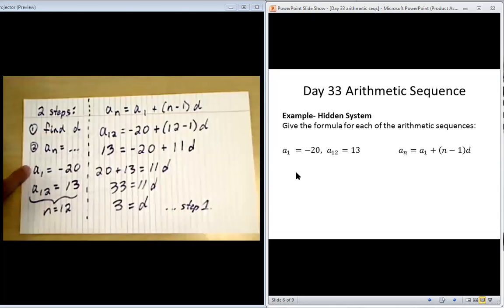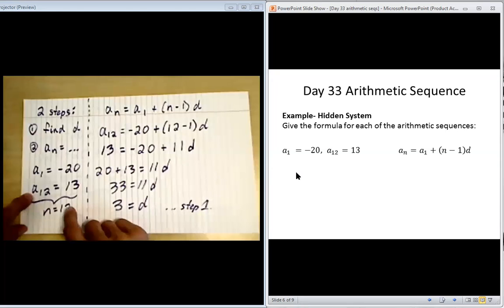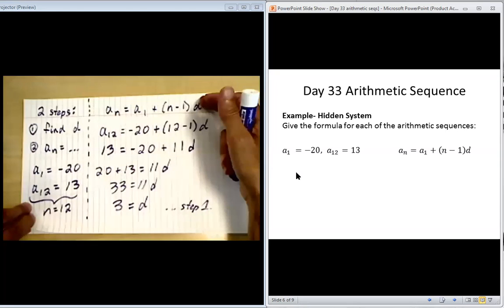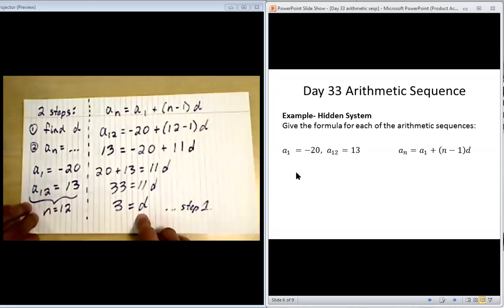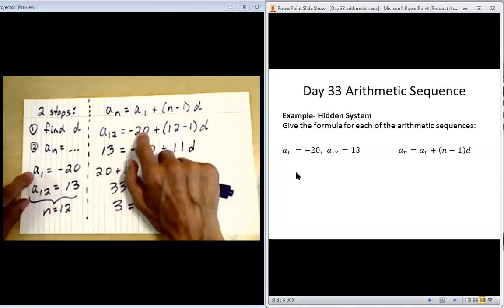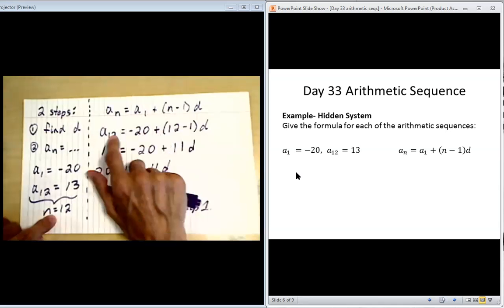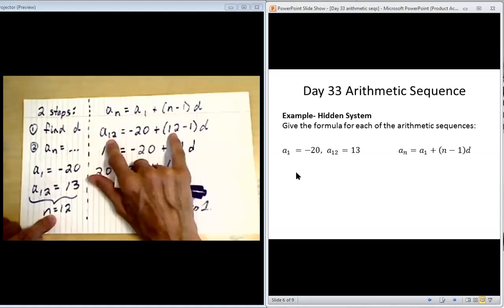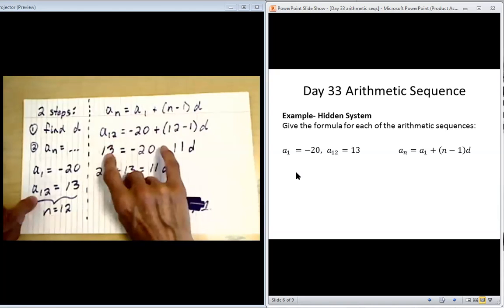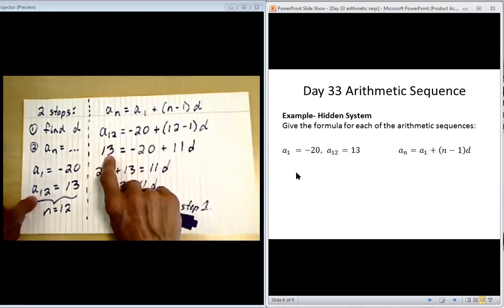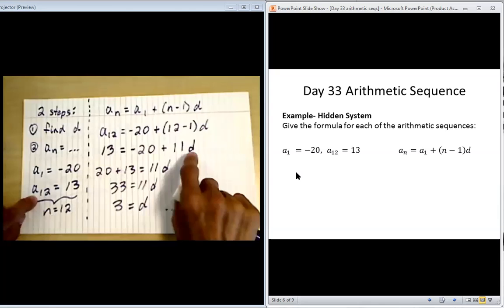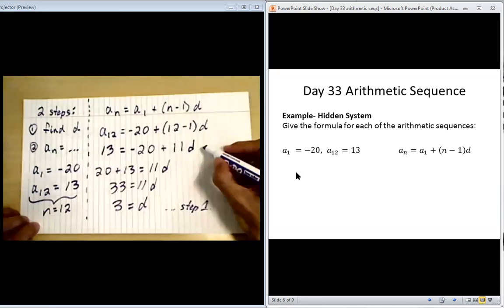We're given A1 and A12, so we know N is equal to 12. So we go through the first step of finding what the D is. A1 is minus 20, which we saw. N is 12. And then we know further the 12th term is 13, so we update that part as well. And that leaves only D.